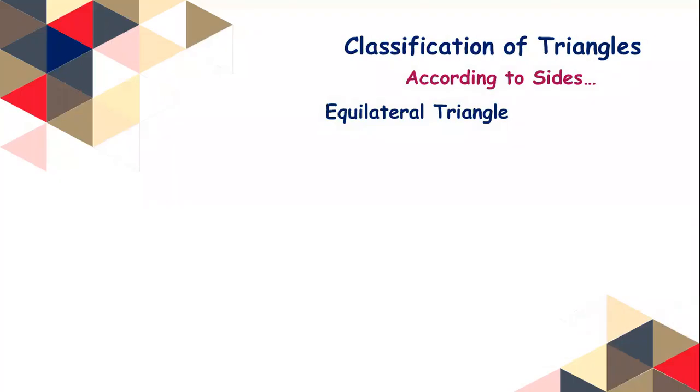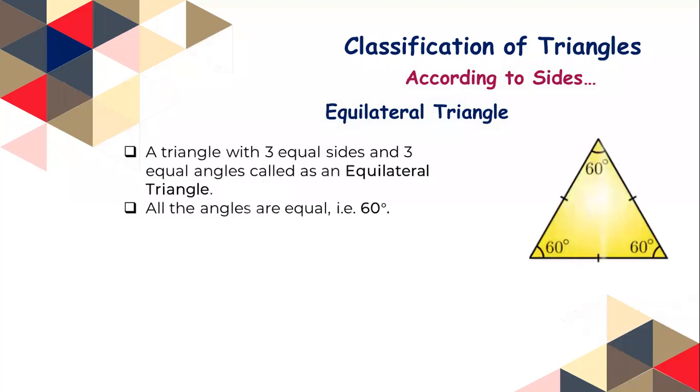Classification of triangles according to sides. Equilateral triangle. A triangle with 3 equal sides and 3 equal angles is called an equilateral triangle. ऐसा triangle जिसकी 3 equal sides हो and 3 equal angles हो called as an equilateral triangle. Remember one thing, all the angles are equal to 60 degree, 60 degree, 60 degree.